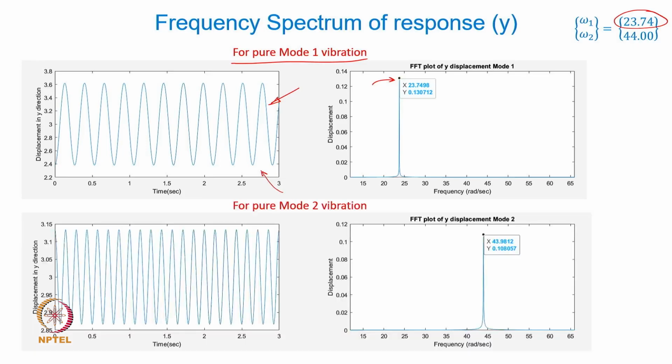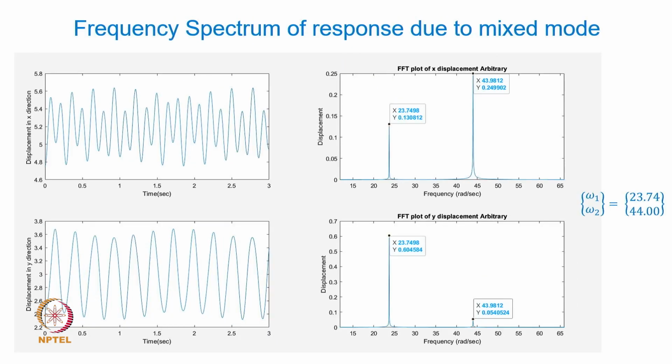Okay, so similarly for pure mode 2 vibration, the frequency with which this system vibrates was at the second natural mode, which is almost the same as the second natural frequency. And so basically you get again a harmonic vibratory motion, and a single frequency appears in the spectrum here. So this confirms that the two modes have a single frequency response.